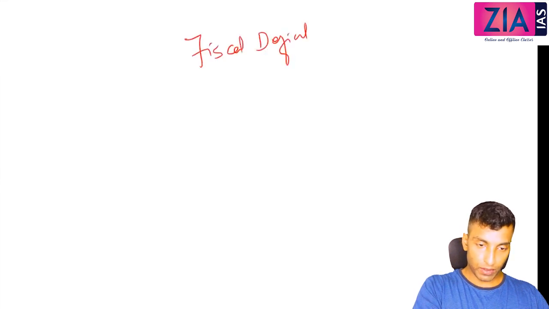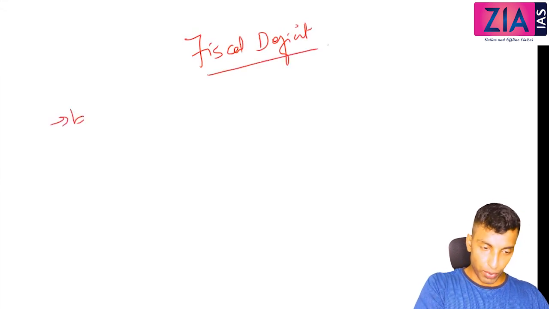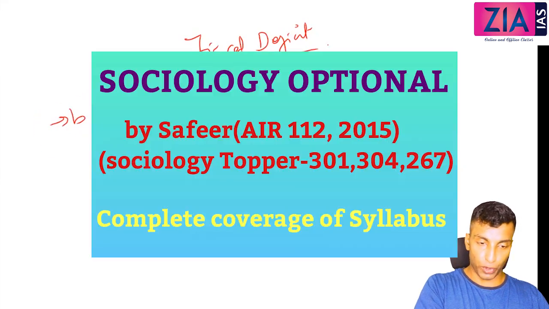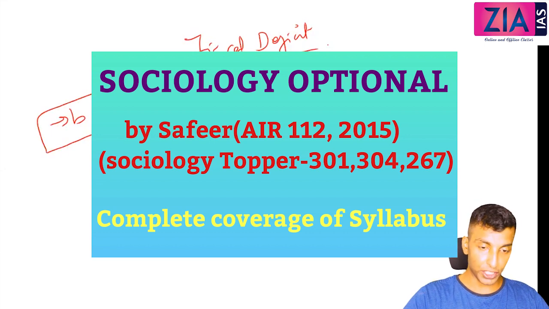We will discuss fiscal deficit. Fiscal deficit means it's actually borrowings only. So you can write the technical definition, then I will explain what you mean by this borrowing. Just write the technical definition.